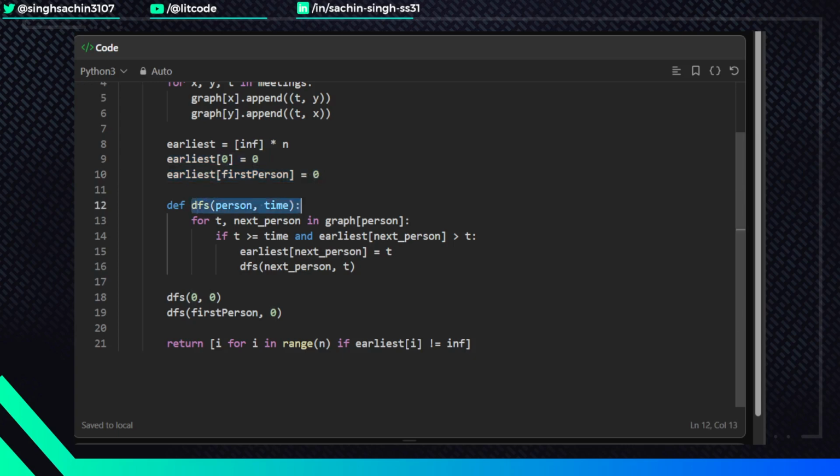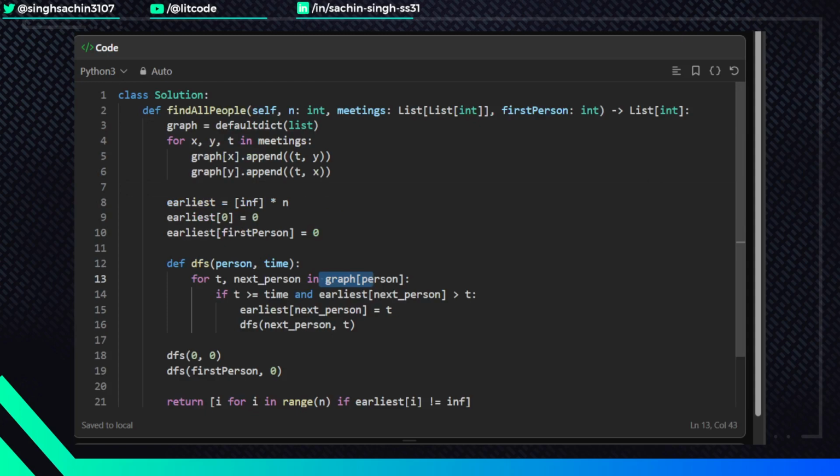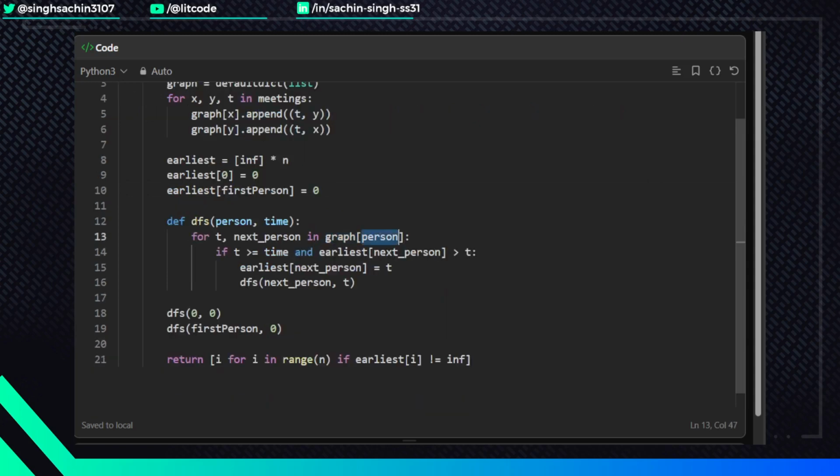Next, we have defined our DFS function, in which we are taking two parameters, person and time. Next, we are checking who can be reached via person. For example, if we have already shared the secret with one, who else can he share the secret with? For that, we are using our graph to check the meetings person one will have with anyone, and we are getting two values: the time, and the person he'll be meeting with.